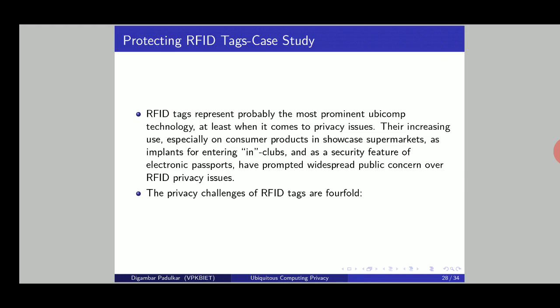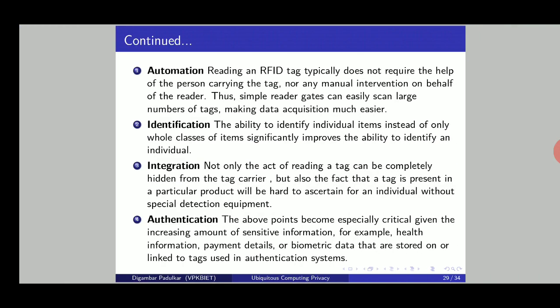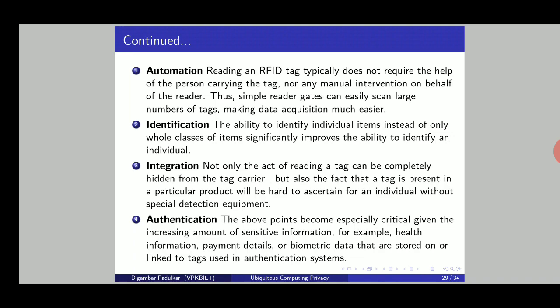The privacy challenges of RFID tags are fourfold, that is, based upon four components. These four components are automation, identification, integration, and authentication. We will look into each one by one. The first one is automation.